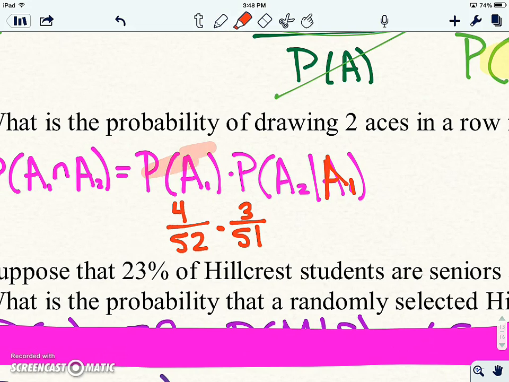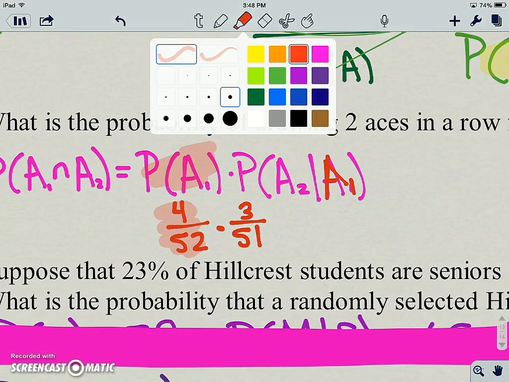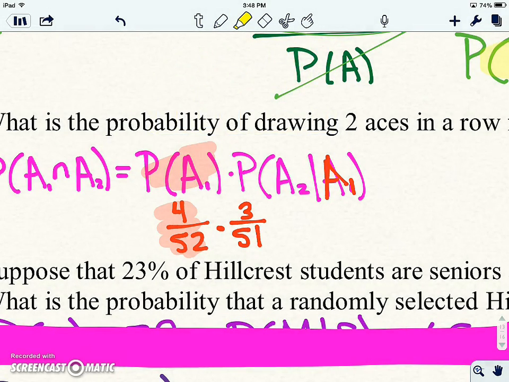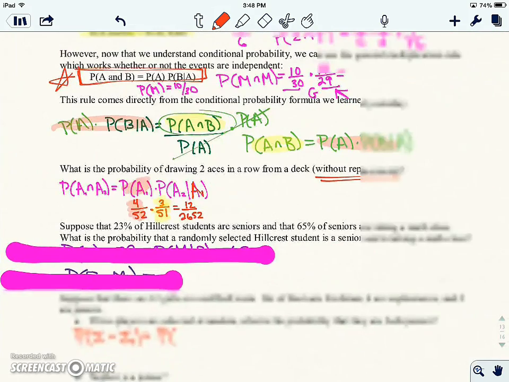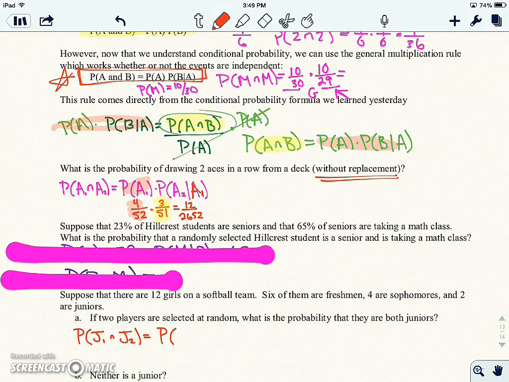So to get the first ace, it was 4 out of 52. But to get the second ace, there were only 3 aces left and 51 cards left, which would simplify to 12 over 2652, or a pretty small probability. So it's just using the formula. We've been doing this anyway.